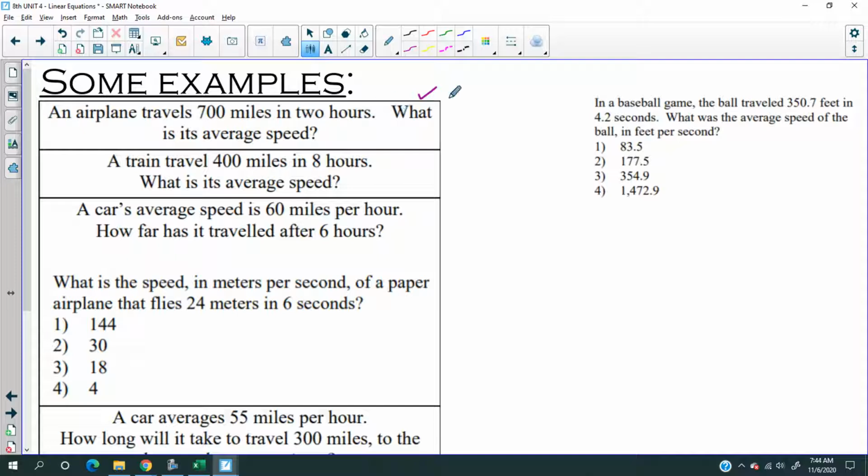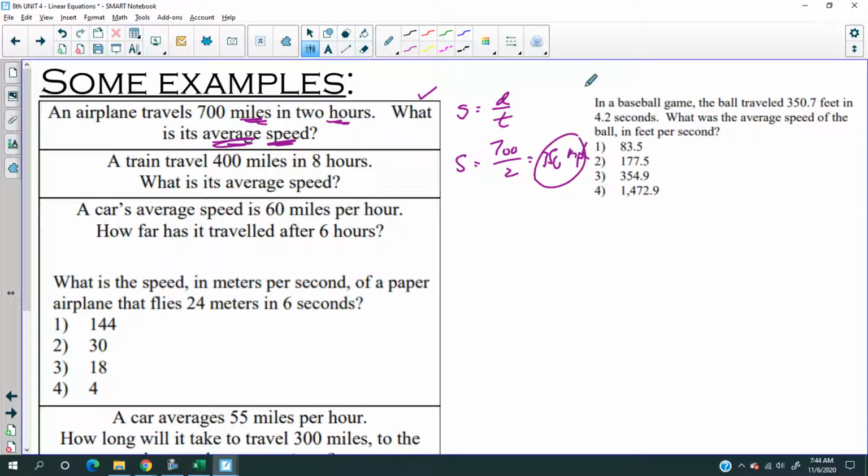So an airplane travels 700 miles in 2 hours. What's the average speed? You see that: average speed, average rate of change, slope. Delta y over delta x, same thing. So what's speed? Speed is distance over time. So that's 350 miles per hour. And that's it. That's how you do these sort of questions.